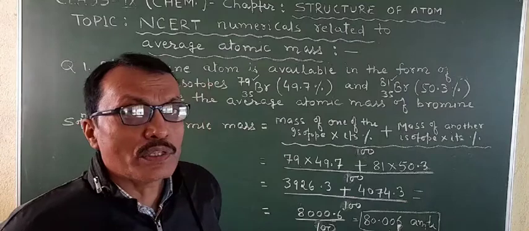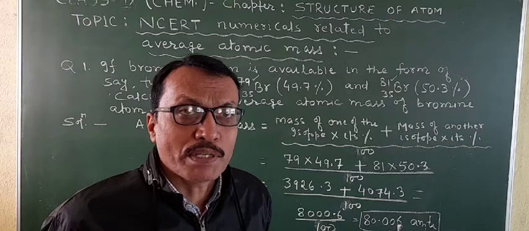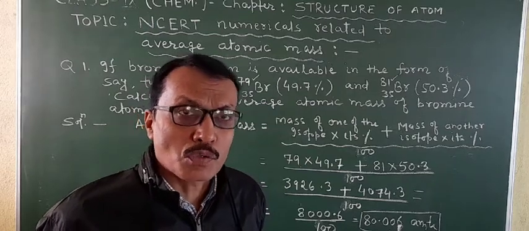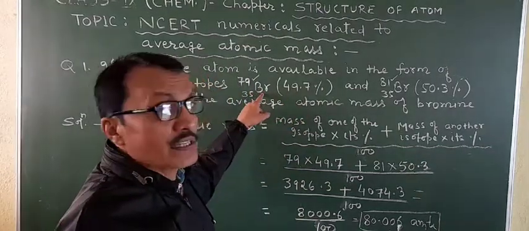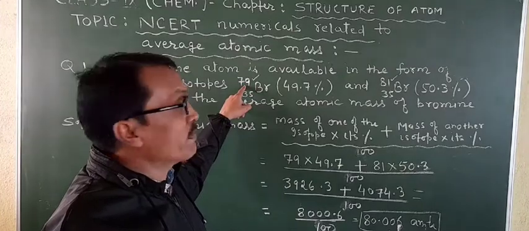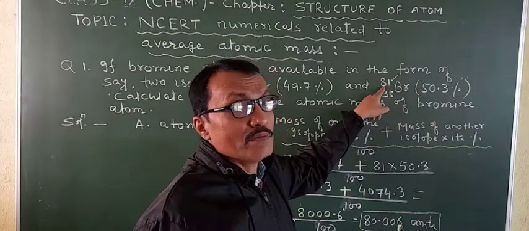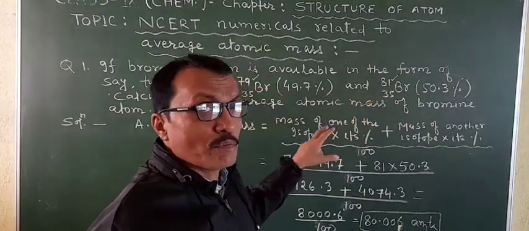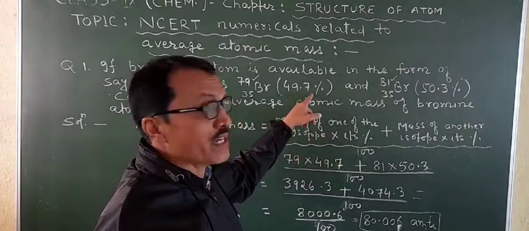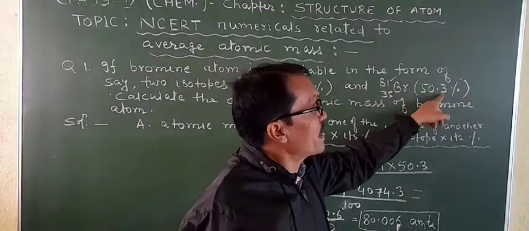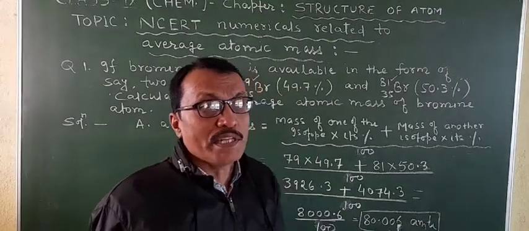So here you are looking, the element bromine exists in two isotopic forms, which means two isotopes of bromine exist. One bromine atom has atomic mass 79 and another has atomic mass 81. These two isotopes are available in nature in percentages of 49.7% and 50.3%. Then what will be the average atomic mass of bromine?